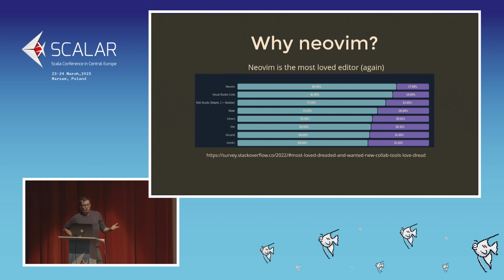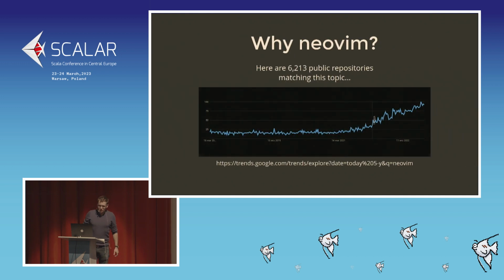Neovim is also one of the most loved editors. Actually, it is the most loved editor according to the Stack Overflow survey from last year, just ahead of Visual Studio Code. And you know, I wouldn't choose an editor that does not have an ecosystem around it. However, that's not the case for Neovim, because there are more than 6,000 public repositories that have a Neovim topic attached, and I'm pretty sure that many of them are just Neovim plugins.